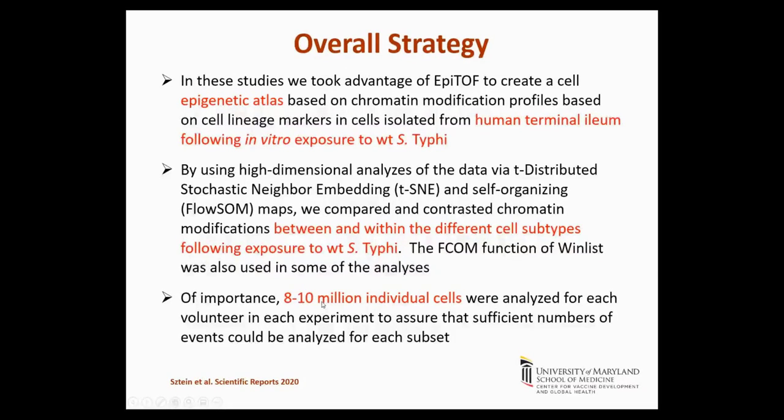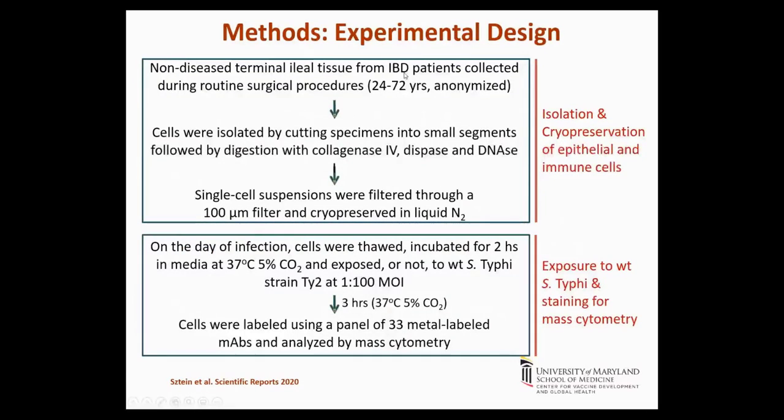Because it's mass cytometry, we were able to collect 8 to 10 million individual cells for each volunteer in each experiment to assure that a sufficient number of events could be analyzed for each of the cell subsets and for each of the epigenetic modifications. So the experimental design of this study involves 2 stages.